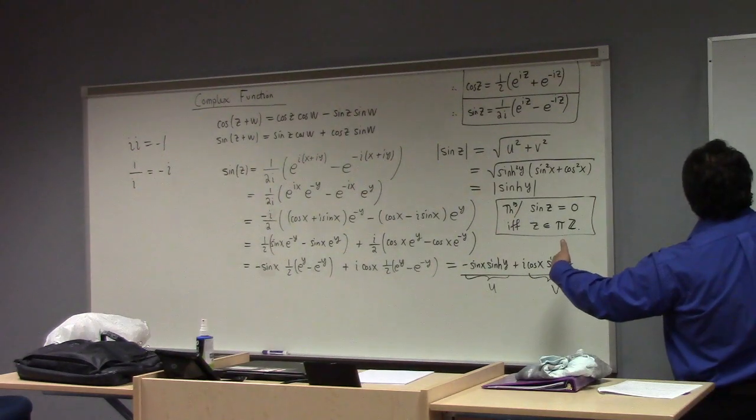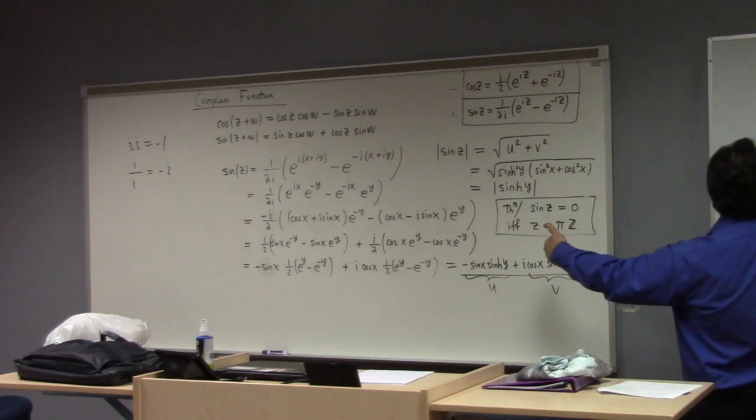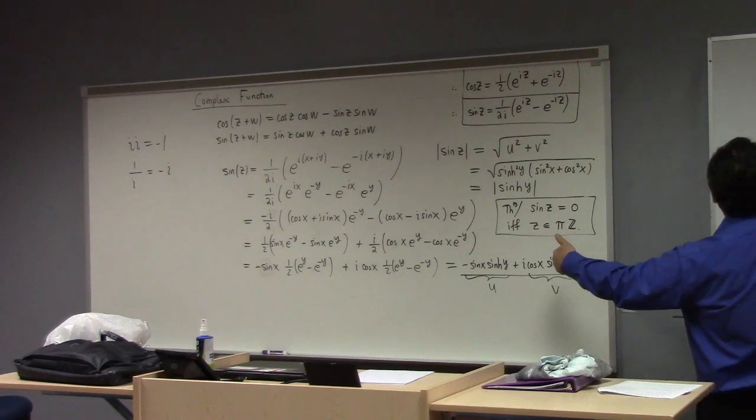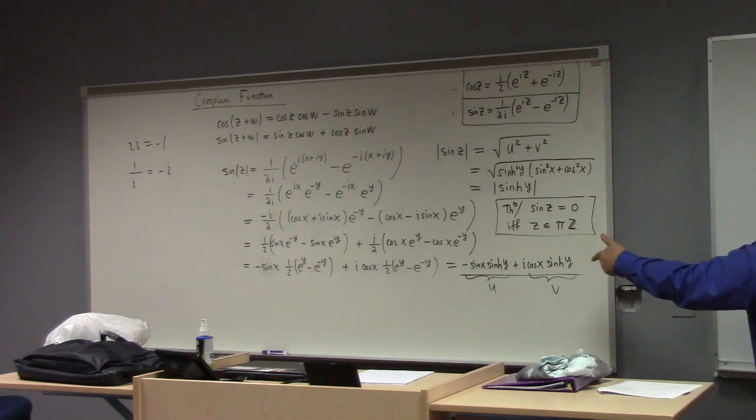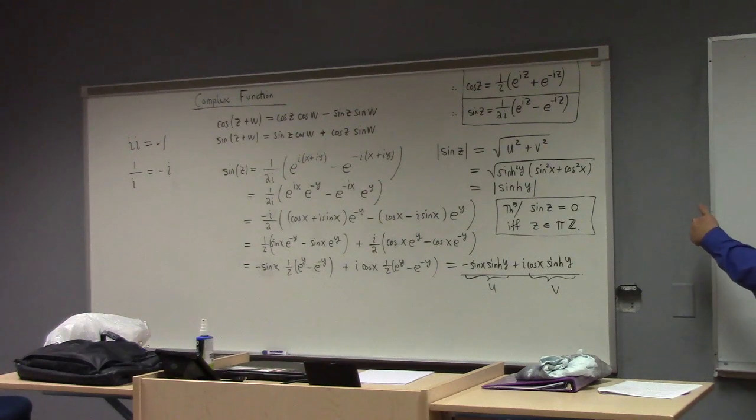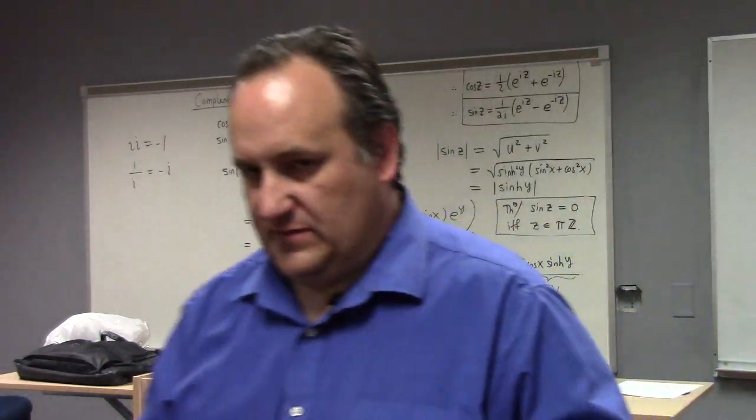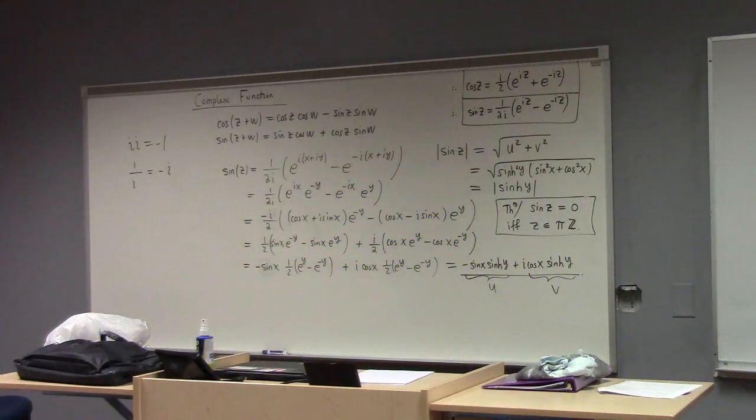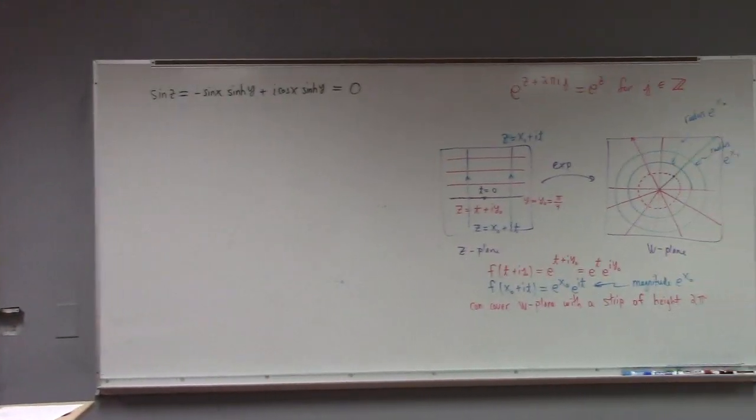So if we say sine of z, which is this, it's minus sine x sinh y plus i cos x sinh y. If that's equal to 0, what does that complex equation tell me? Remember, every complex equation is actually two real equations because we can equate the real part and the imaginary part.